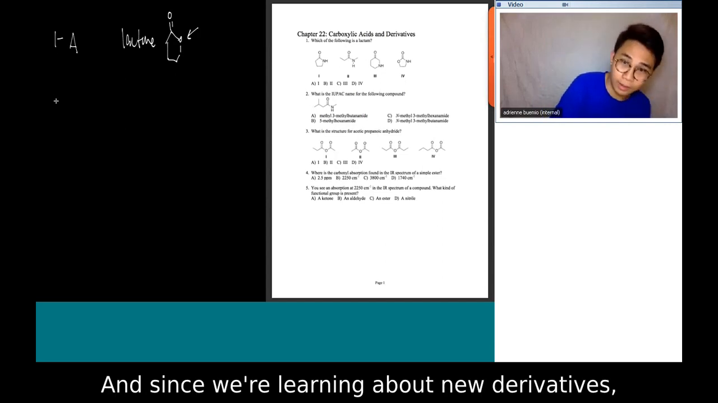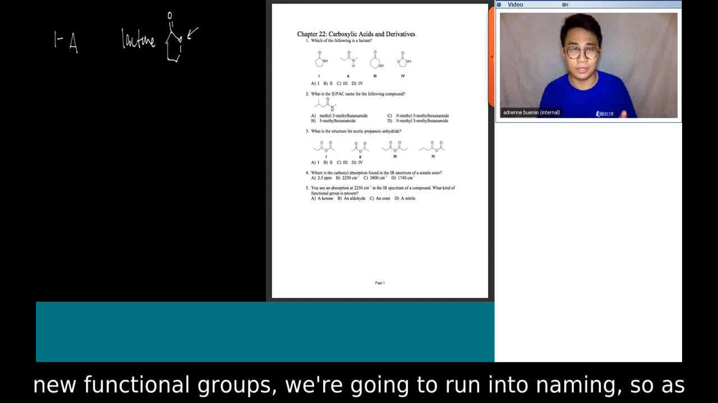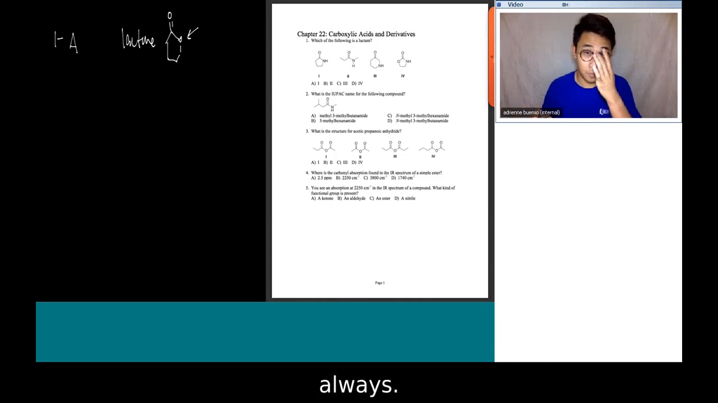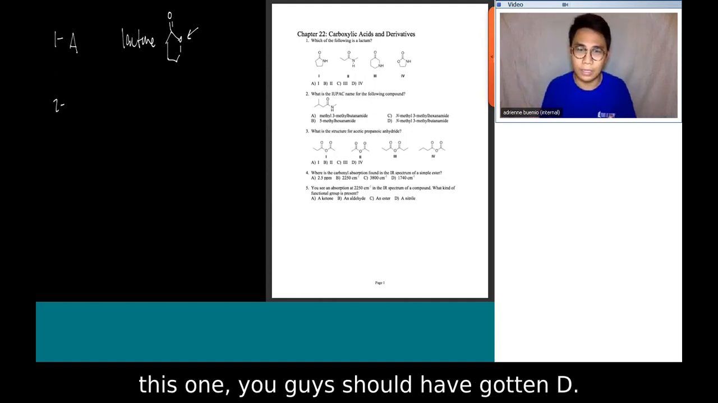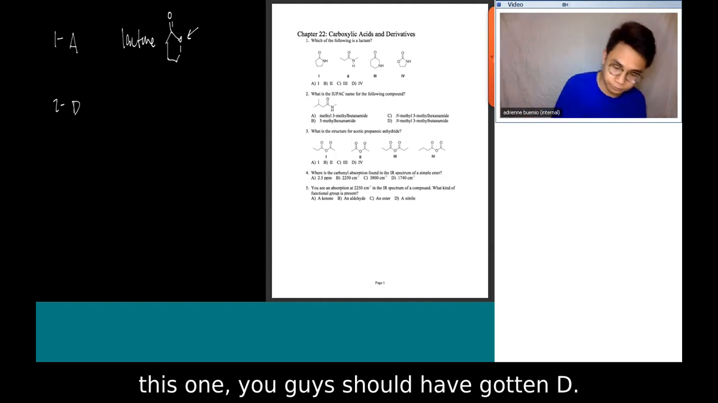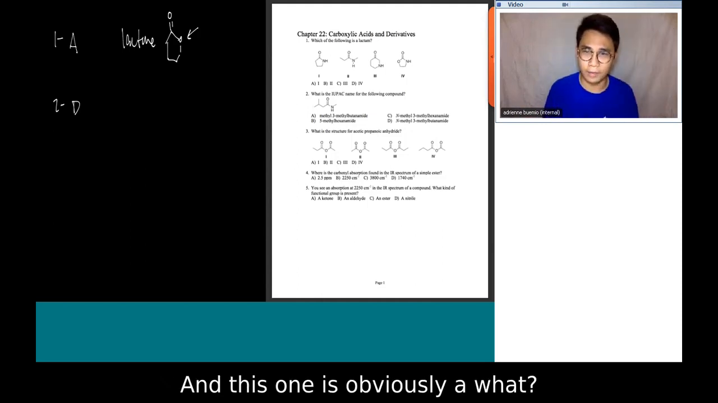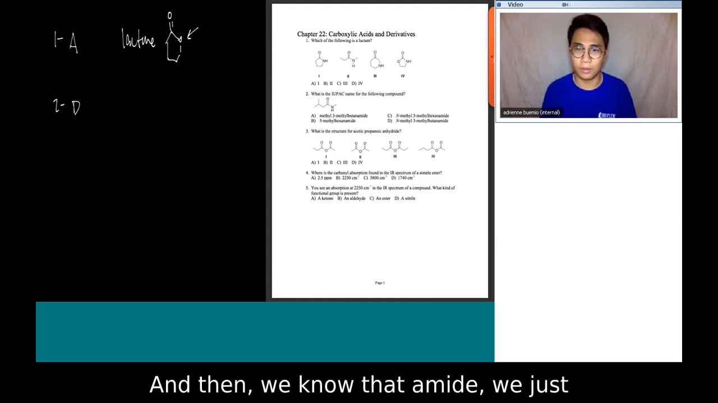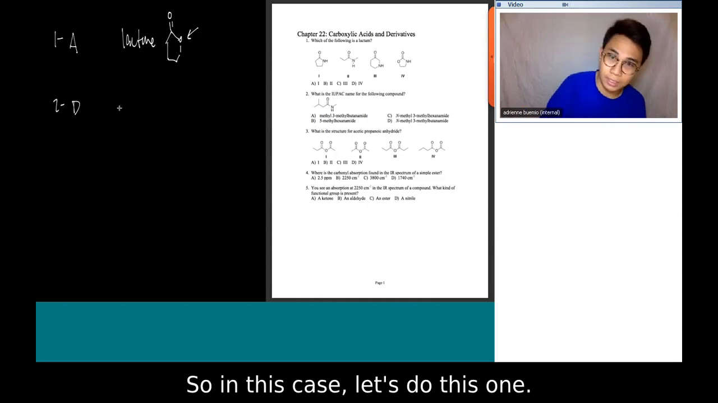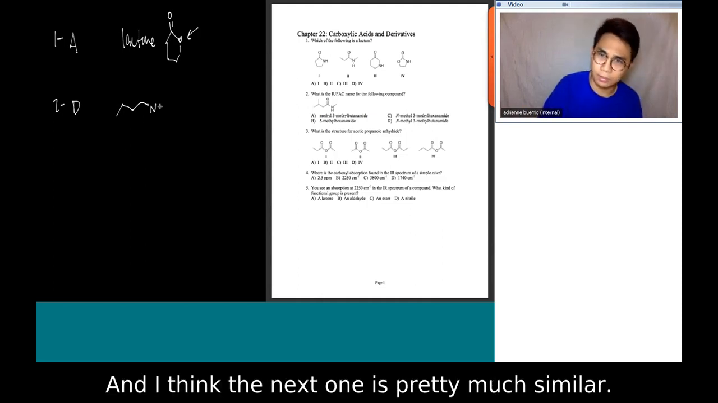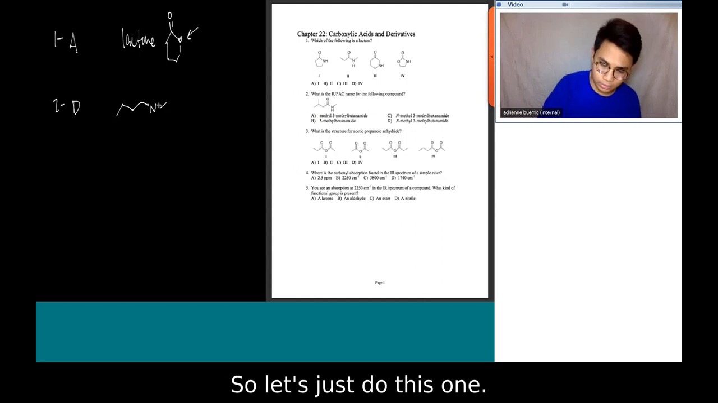And since we're learning about new derivatives, new functional groups, we're going to run into naming. So as always, in this case, IUPAC name for this compound. This one you guys should have gotten D, right? And this one is obviously an amide, right? And then we know that amide, we just pretty much name one side of the nitrogen and then the other side, right? So in this case, let's do this one since I think the next one is pretty much similar.